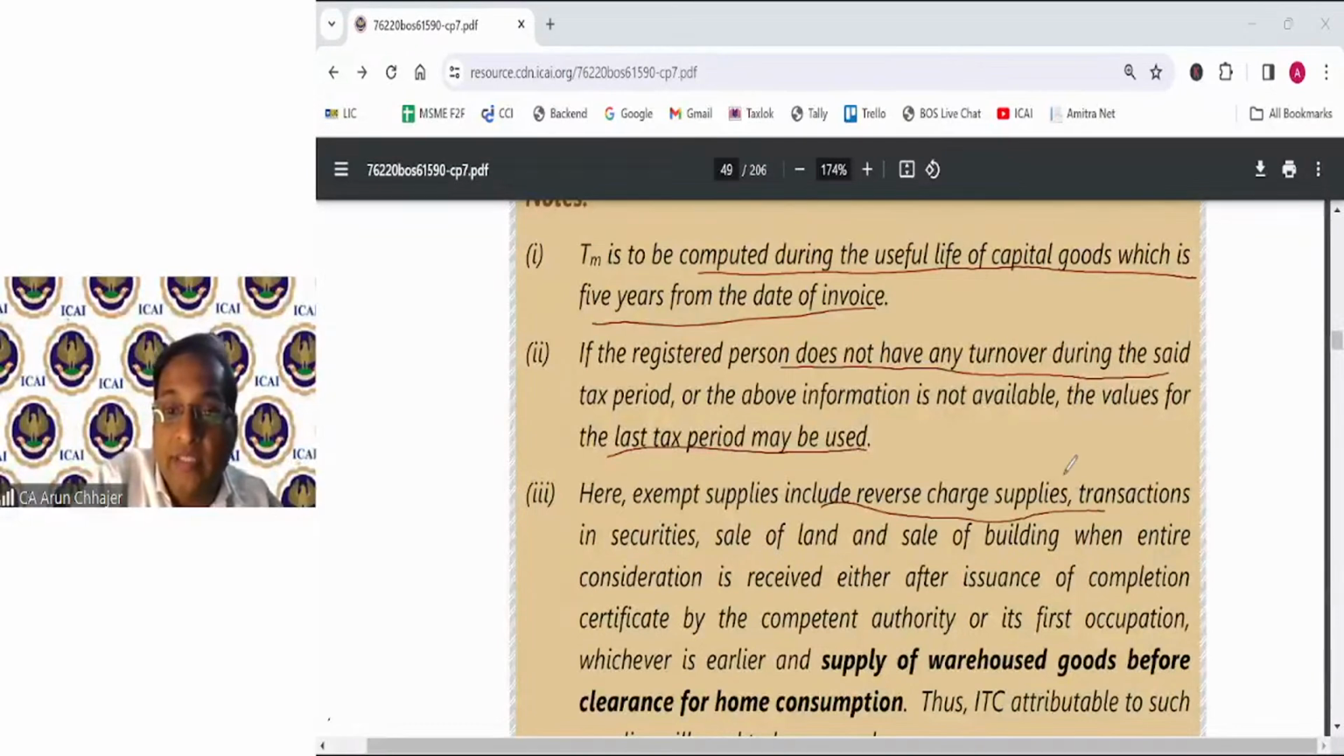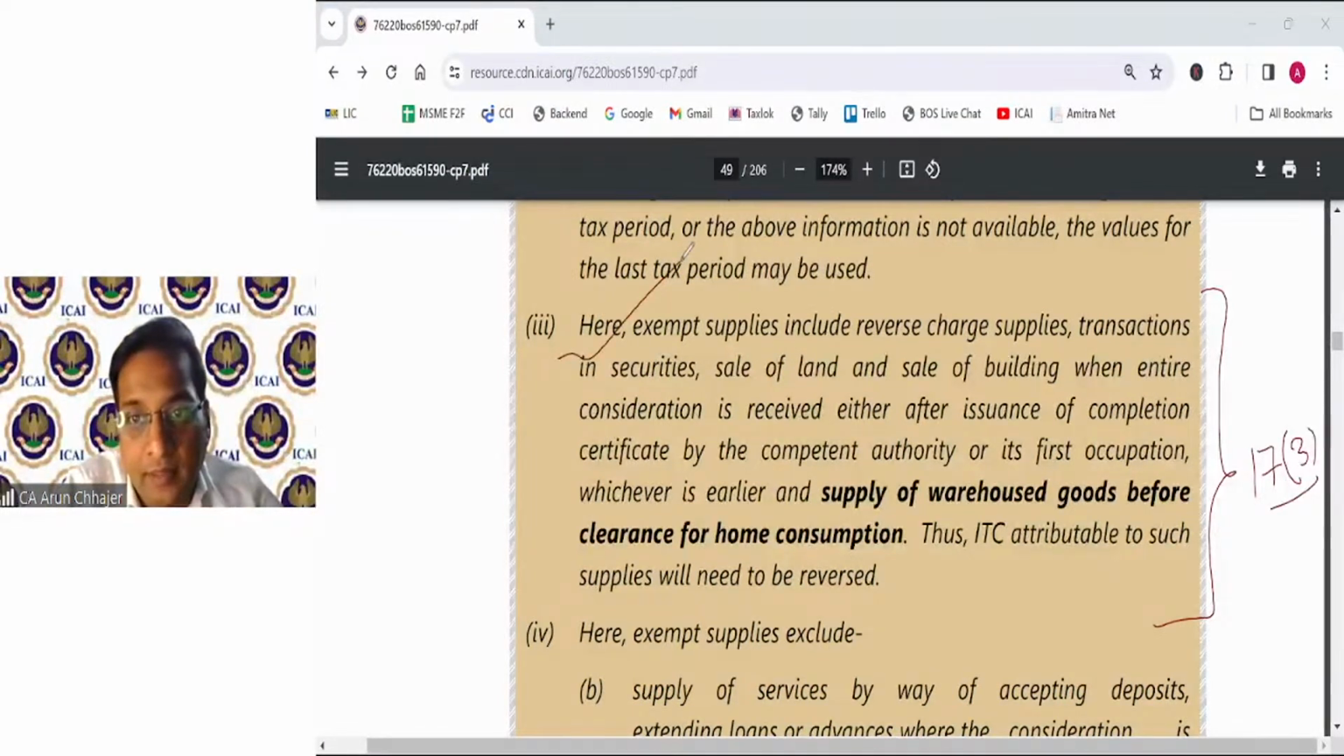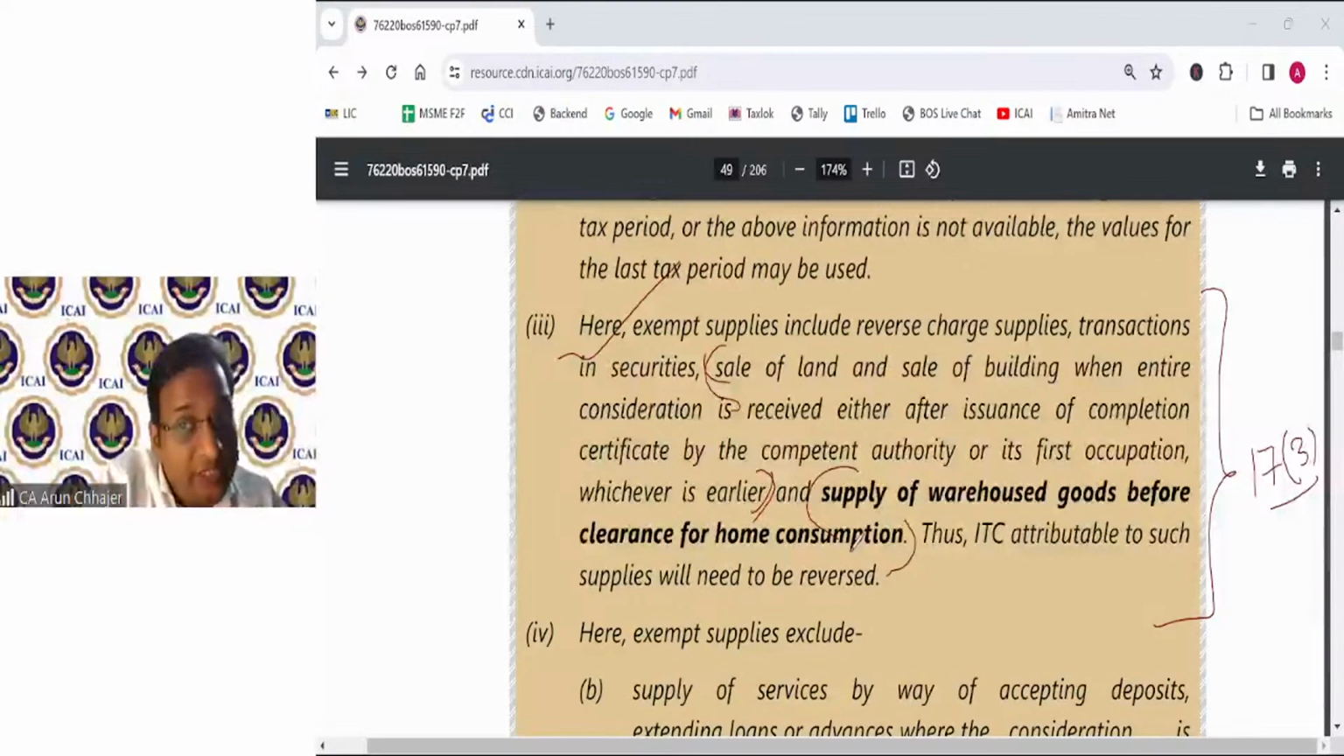Exempt supply includes reverse charge supply, transaction in securities, sale of land, sale of building, entire consideration received after CC, and supply of warehoused goods. We have already discussed the meaning of exempt supply as per section 17 subsection 3. That value we will take here. Outward RCM, transaction in securities, and para 5 and para 8A of schedule 3. So this is nothing but para 5 and this is nothing but para 8A of schedule 3.